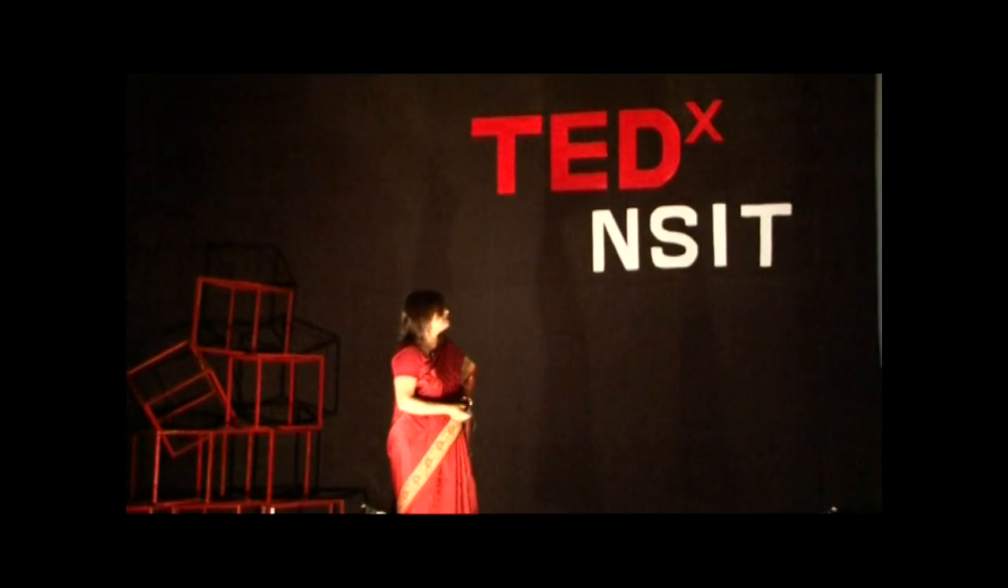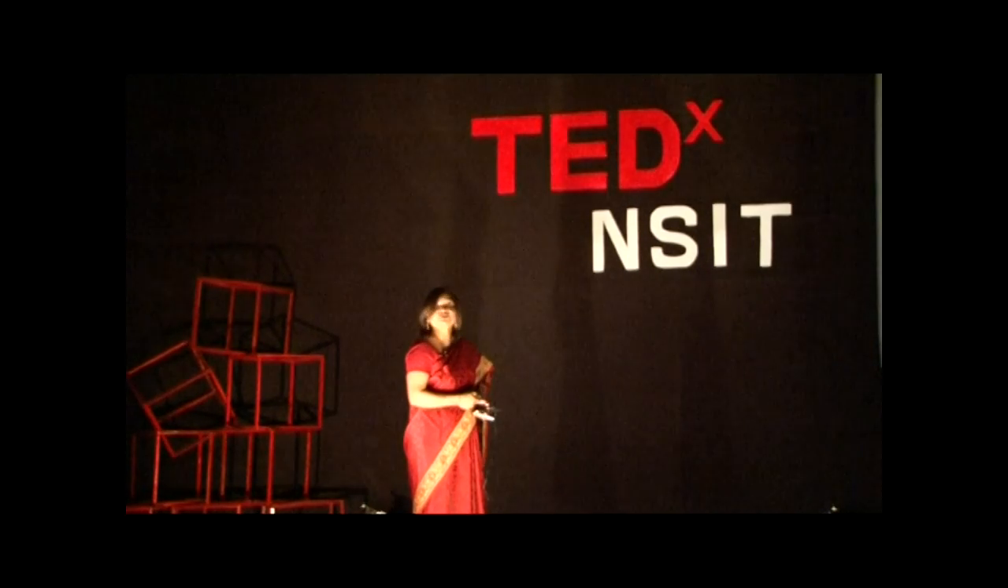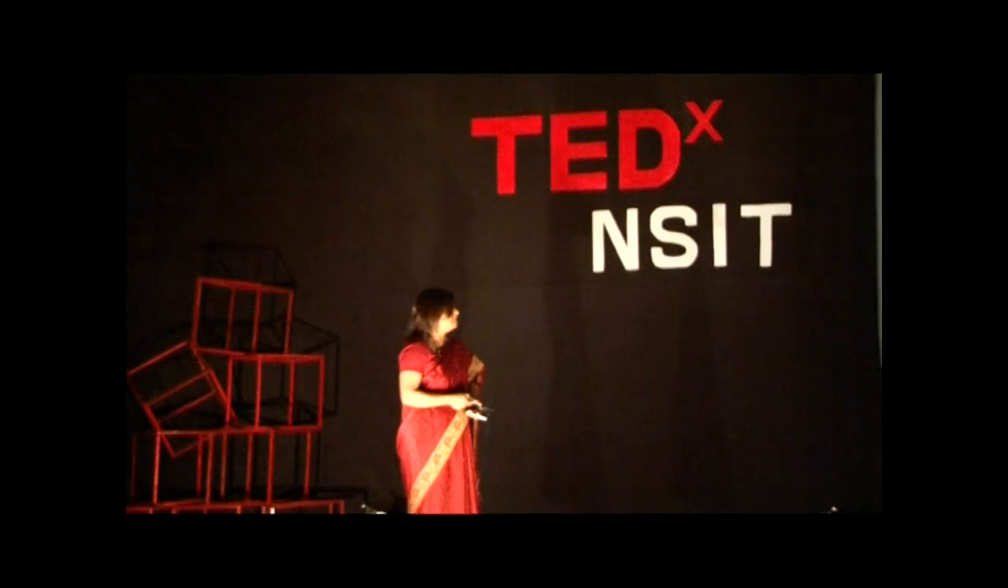But what happens is that in developing countries, there are vicious cycles feeding off of each other. So what do I mean by that? The greater the poverty, the poorer the health and the ability to combat poverty. The greater the poverty, the less the education. The less the knowledge, the less the ability to create knowledge. The more limited the evidence, the less efficient the action. The less attention to prevention, the higher the incidence of cancer. And the worse the access to care, the more advanced the cancer. And obviously, the more advanced the cancer, the shorter the survival.